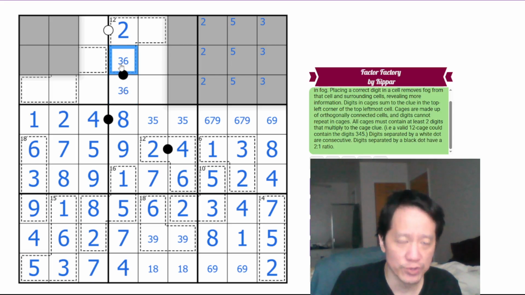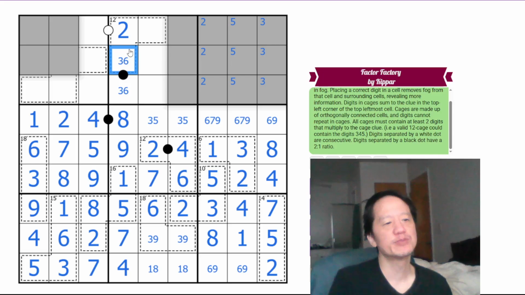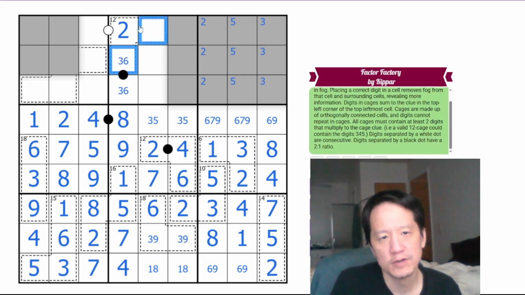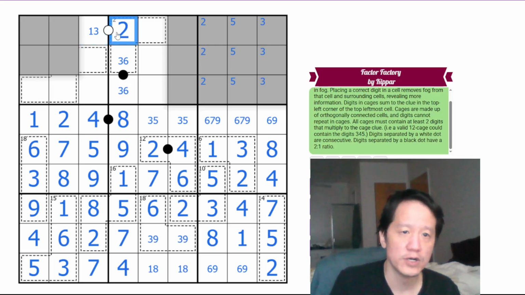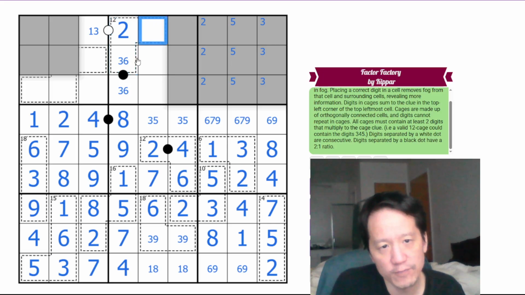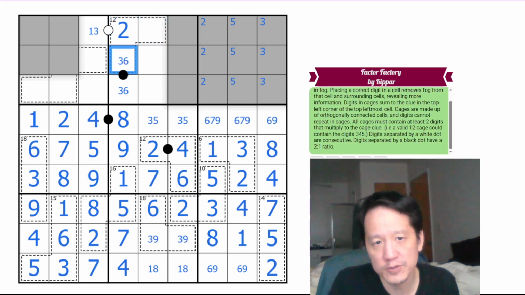If this is 3, that doesn't work because 3 digits to multiply together to 12, you have to have 2 and 6 or 3 and 4. But if you had 3 and 4 here, that would add up to 9. So that's not allowed. Oh, this is also 1 or 3 to be consecutive with 2. So this must be 2 and 6, and therefore this is a 4 to add up to 12. So this is 6, this is 3, this is 4.